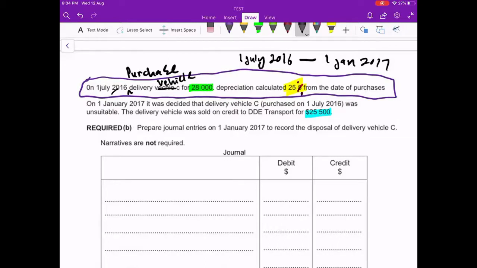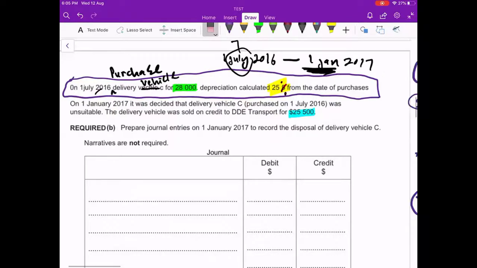July, August, September, October, November, December. How many months? July means 7, months are 7. So January, you sell already. On 1st January you sell already. Do you include January? No. If you sell on 31st January, you include January. If it is 1st January, January you didn't use, because on the first day you sell already. So July, August, September, October, November, December only, until December. How many months? 6 months. Okay, Damien, 6 months.